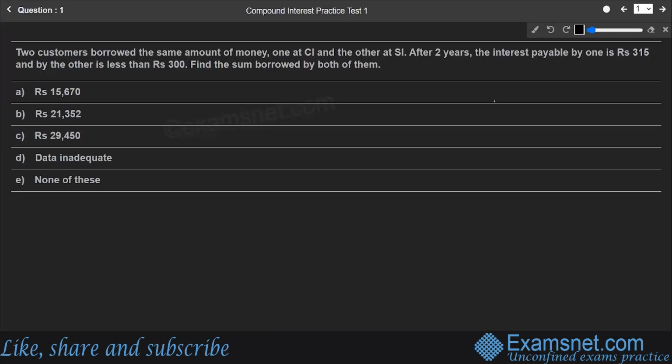Okay, so the first question says two customers borrowed the same amount of money, one at compound interest, another at simple interest. After 2 years, the interest payable by one is rupees 315 and by the other is less than rupees 300. So we can say the compound interest that is payable is 315 and the simple interest is less than rupees 300. So it has to be 315 minus 300, that is 15 rupees should be the simple interest. Find the sum borrowed by both of them.